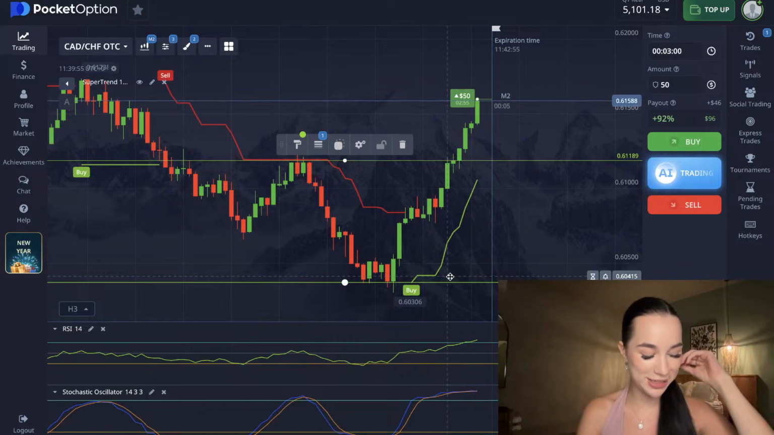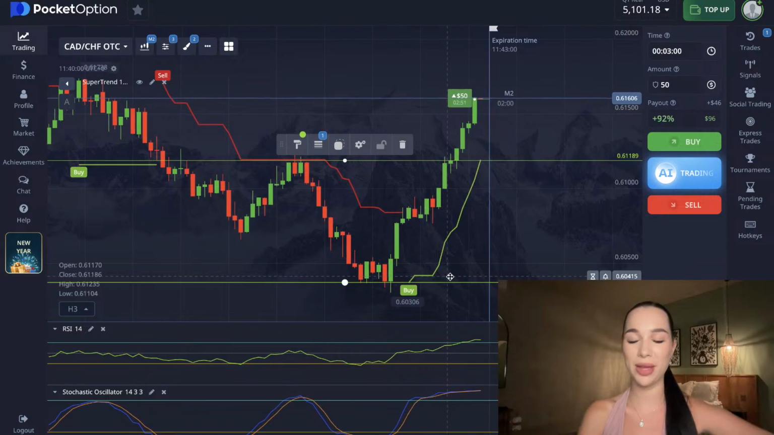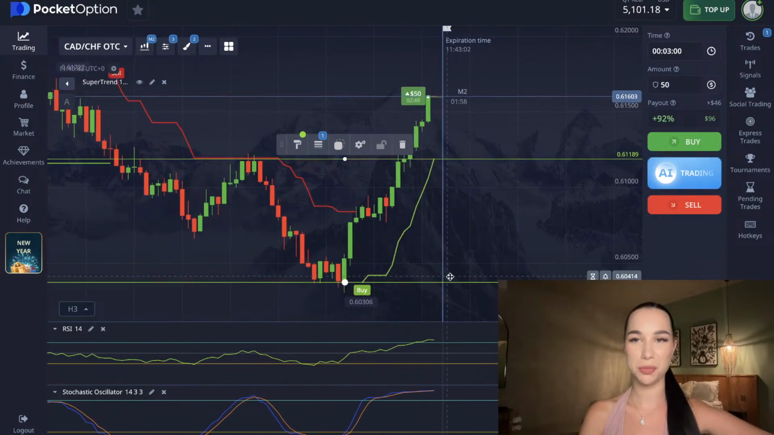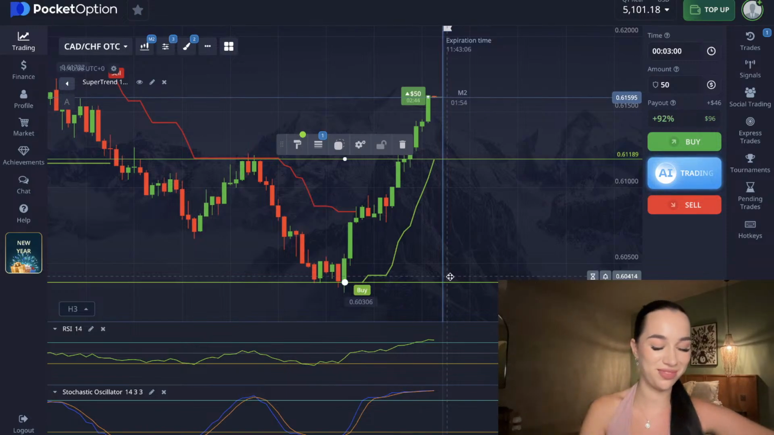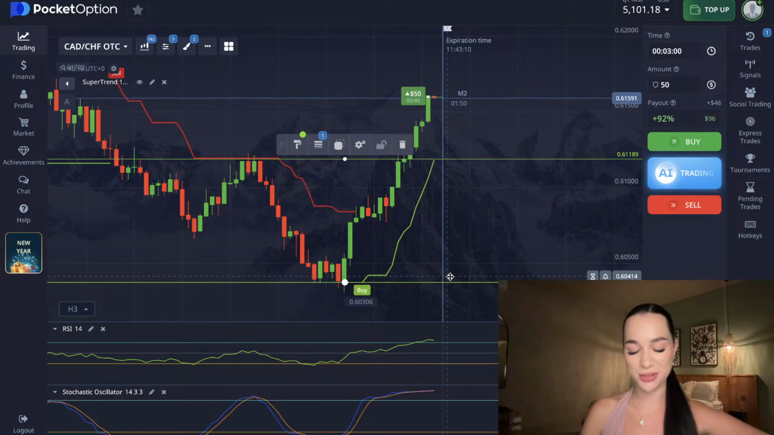Does Pocket Option pay for all of your trips? Well, not exactly Pocket Option. I'm paying for all of my trips from the money that I make in Pocket Option, to be more precise. Does Pocket Option pay for all of your trips? It's the funniest question I've heard in a long time. Sorry. So yeah.